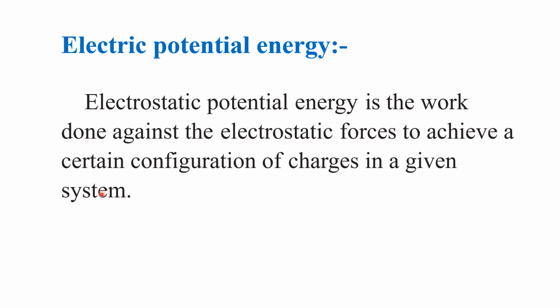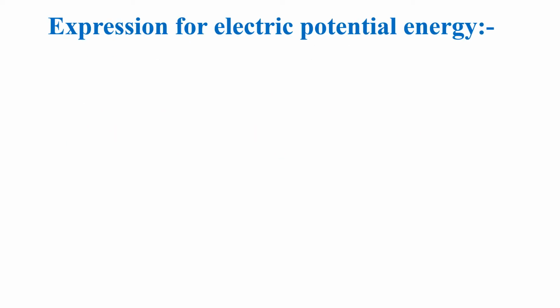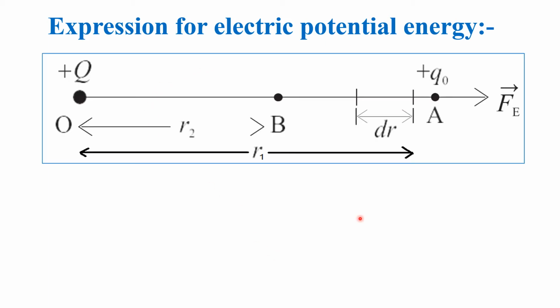Here, dU is equal to F dot dr. This is the definition. By using this definition, we can write the formula of electric potential energy. Here we have the notation dU, F is force and dr is displacement. Let us see the expression for electric potential energy. This is the diagrammatic representation used to obtain electric potential energy.